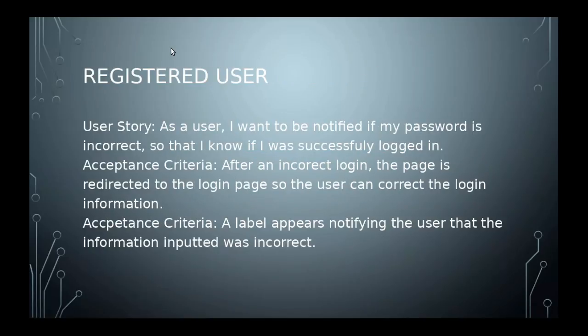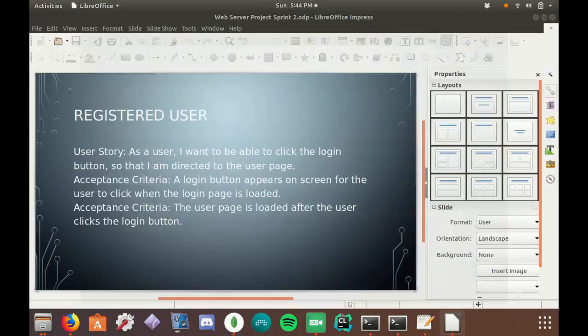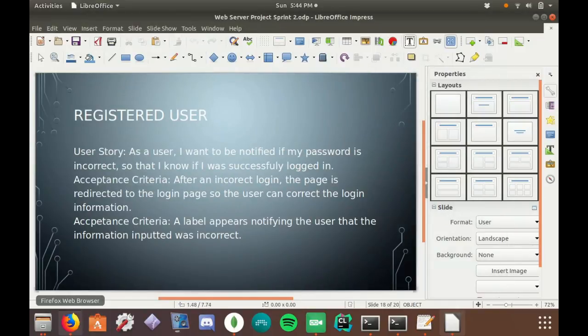User story. As a user, I want to be notified if my password is incorrect, so that I know if I was successfully logged in. Acceptance criteria. After an incorrect login, the page is redirected to the login page so that the user can correct the login information. Acceptance criteria. A label appears notifying the user that the information inputted was incorrect.